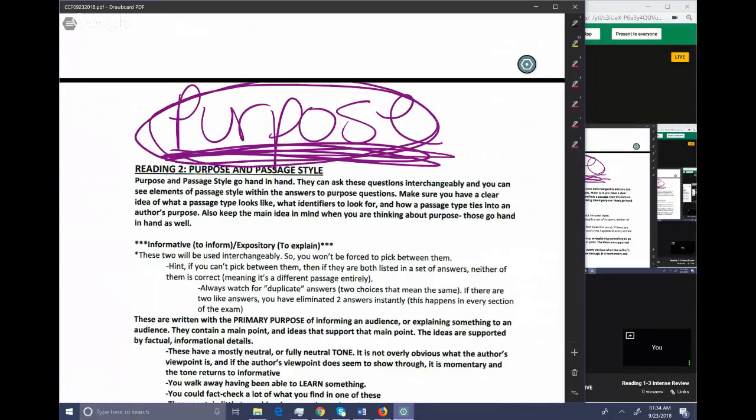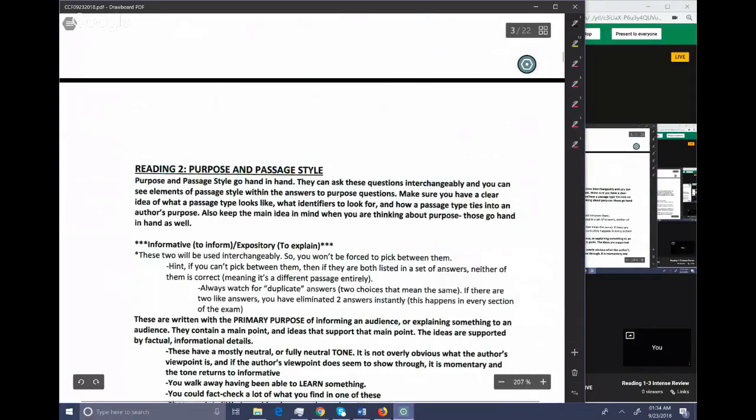Same thing in the opposite sense. If I sit down and my plan is to convince you that you should agree with me on an issue, I might include some facts. I might cite some sources, just like you would in an informative. But I'm doing that because I want to say, look at this piece of information. See, that means that you should think this. So I'm using my facts and my statistics and my citations to convince you.